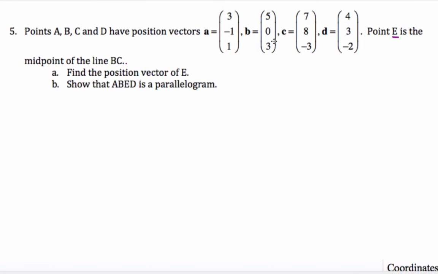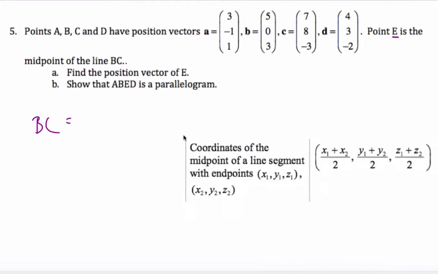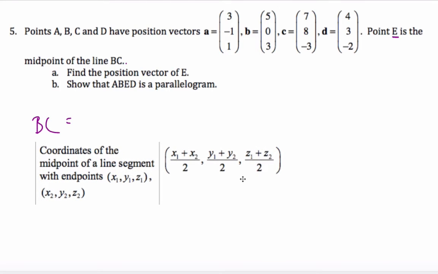Well, these are the position vectors. So if I want to find vector BC, I'm going to go head minus tail. But I'm also looking for the midpoint, and I can see from my formula booklet that this is the midpoint formula. So if I want to find the midpoint of BC, I simply use this formula here. And so OE, the position vector of E, I'm going to take these two vectors, add the components and divide by 2.